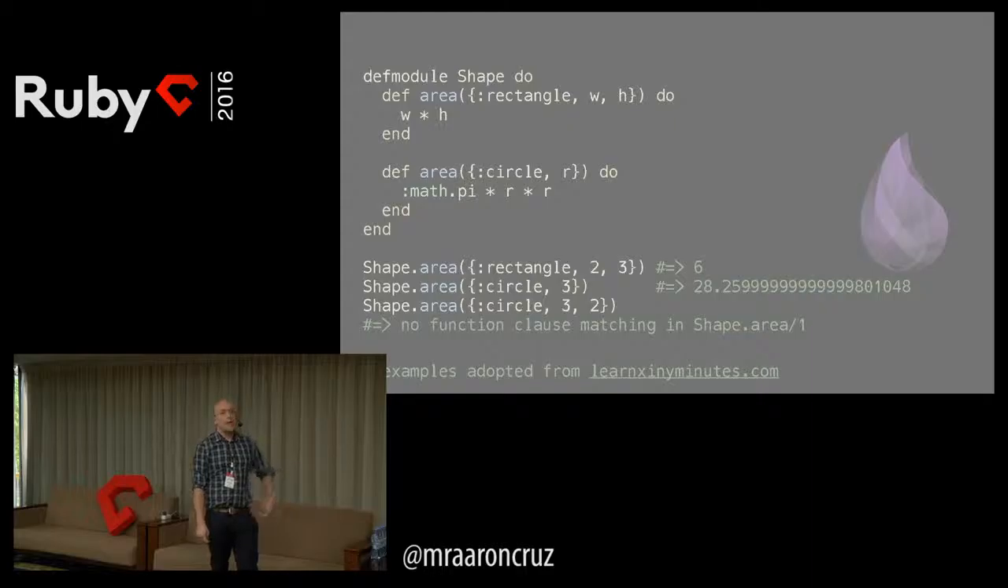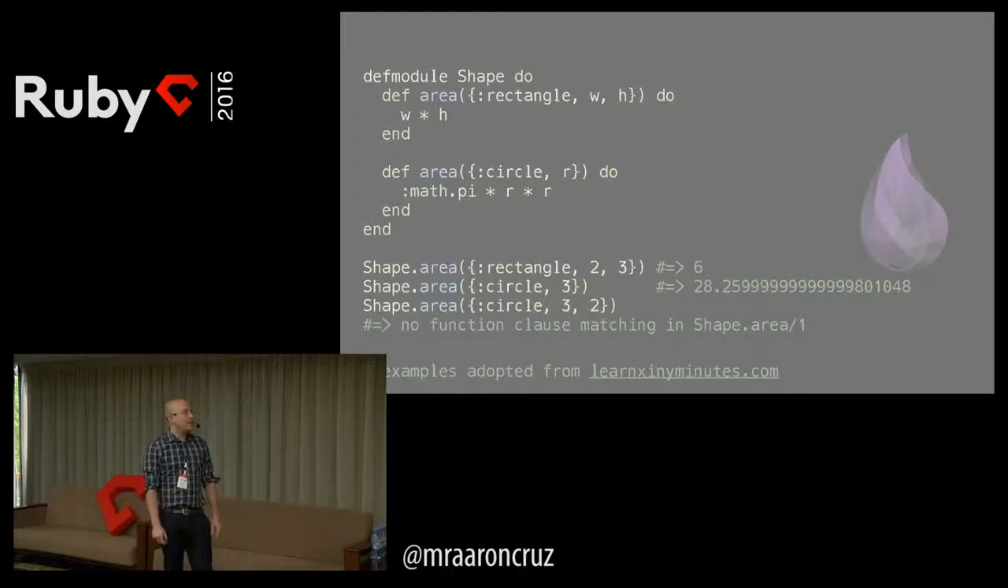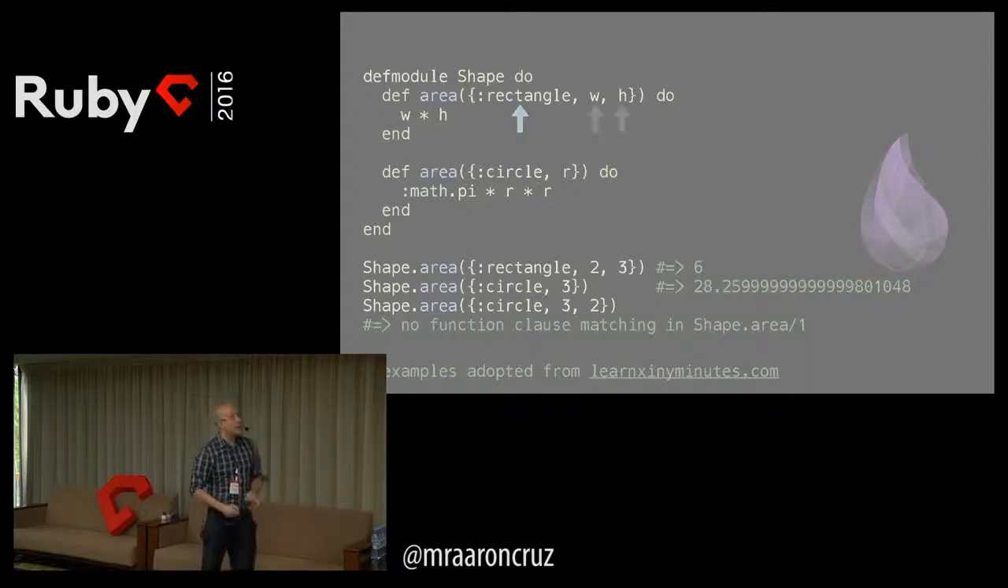So the first one is an atom. An atom is very similar to a symbol in Ruby. The next one doesn't matter what it is, and the next one doesn't matter what it is. So there's 3. It has to have 3 things. The first thing has to be an atom of rectangle, and then what it does is it binds the next two things to these variables inside of the function. So this is some crazy pattern matching in action.